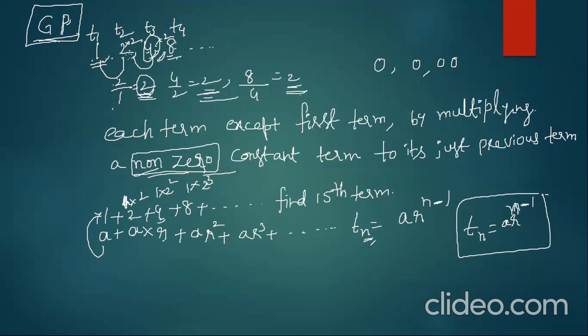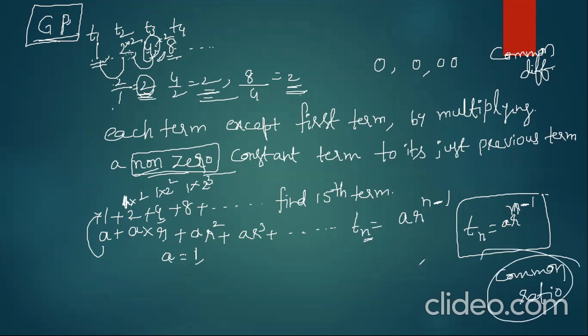Now let us find it for this question. A is equal to 1. In AP also we took the first term as A, and here also in the same way we take A as 1. But what is the key word in AP? That is the common difference. Here there is no such difference. Here we have a common ratio. You get a common ratio, not a difference.